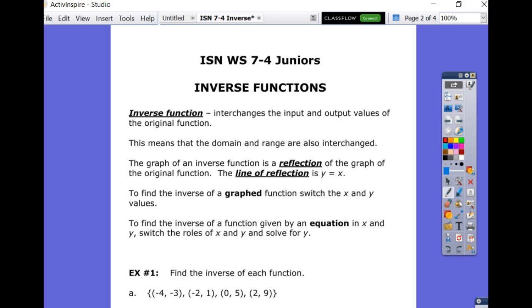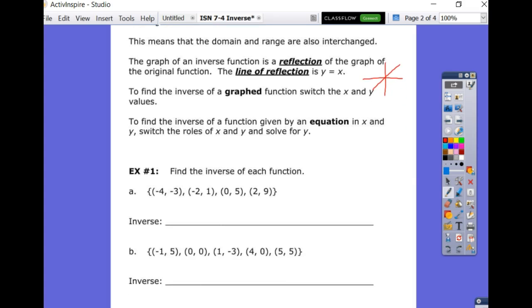And so for those of you not thinking, the line y equals x looks like this. It's like a straight line through the origin. And what that really means, after all of this explaining, is if I'm going to reflect it across, I'm just going to switch the position of the x and the y. So for instance, if I'm given a set of ordered pairs like this, to find the inverse, I'm just going to switch the x and the y.